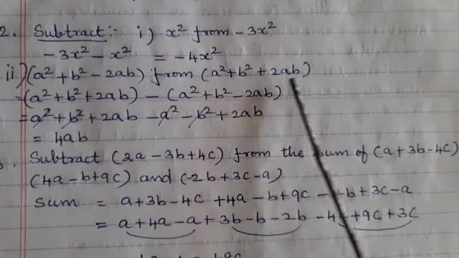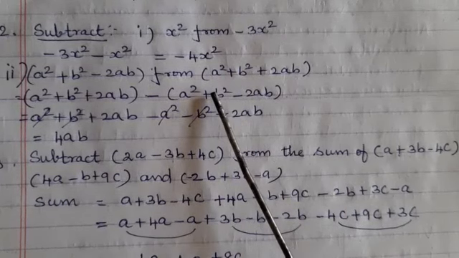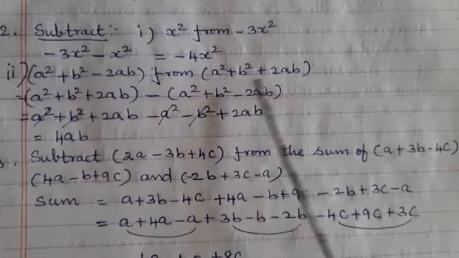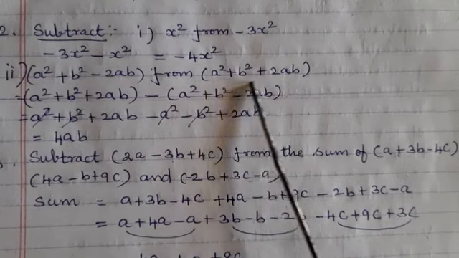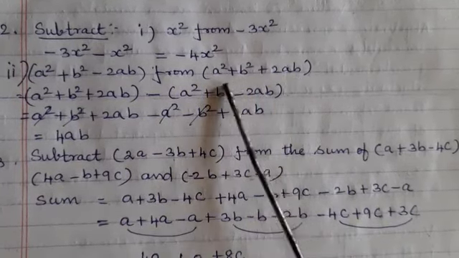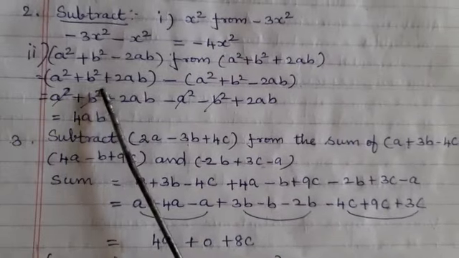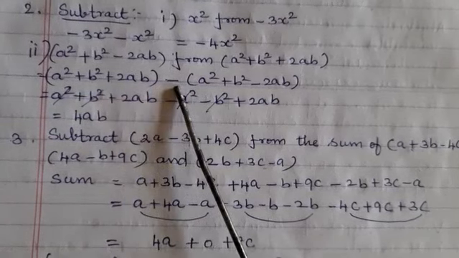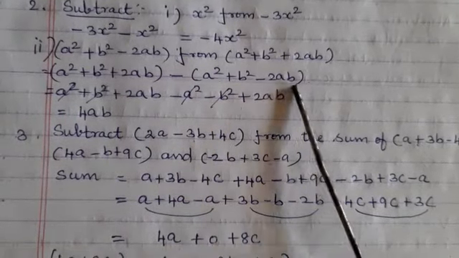Number 2, a squared plus b squared minus 2ab from a squared plus b squared plus 2ab. Each term should be subtracted, be very careful. In the previous question only one term, that is a monomial, was there. Here it is a trinomial, 3 terms are there. So each term should be subtracted. First we will write down a squared plus b squared plus 2ab minus, and write the first expression in a bracket, a squared plus b squared minus 2ab.